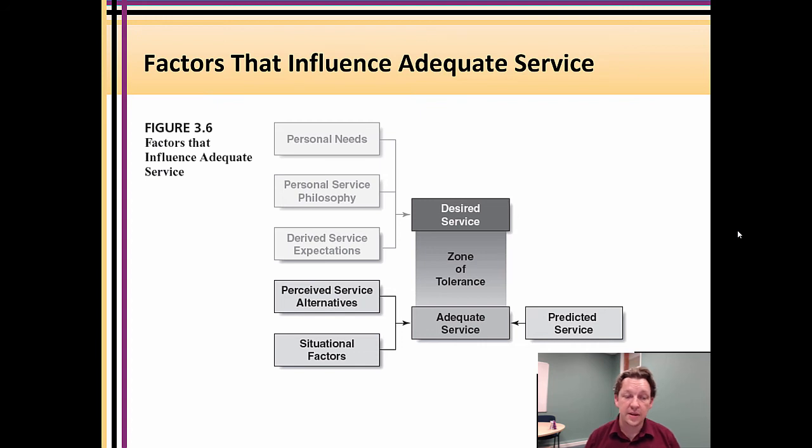So what's baseline is going to be in that. Again, from a marketer's perspective, these are difficult elements to control, but from a consumer's perspective, these are critical elements to what you perceive.